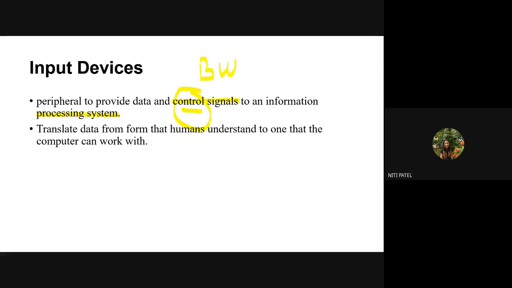It will take the help of the buses. So bus and control signals work together to take the data from one place to another place. It translates the data from humans and understand to one that a computer can work with, which means what?